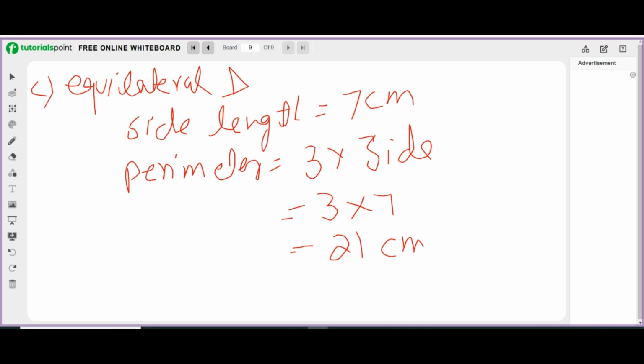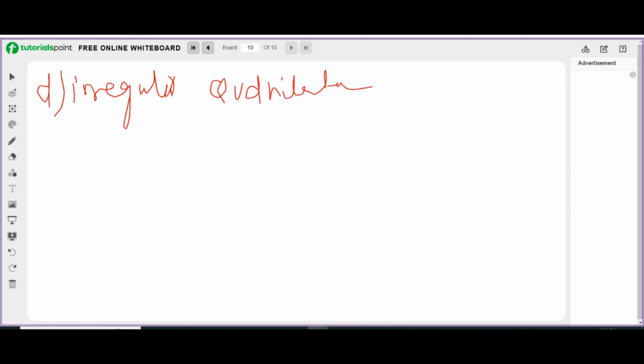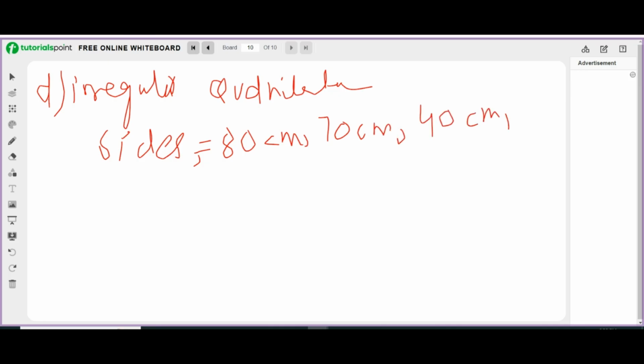Okay, then next slide. D part. What is the D part? That one is an irregular quadrilateral. Very good. And how many sides are there? 80 centimeter, 70 centimeter, 30 centimeter, and then again 40.